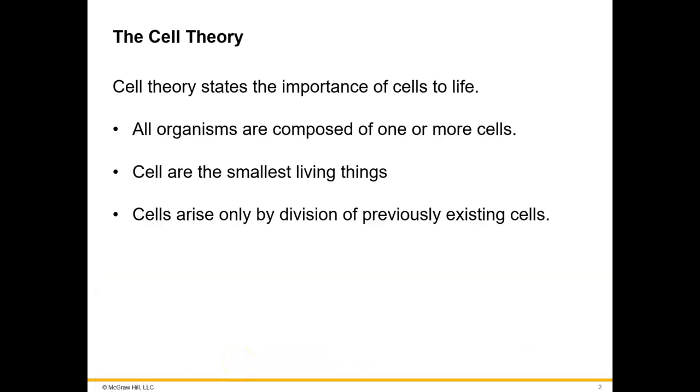So, as you guys recall, we mentioned this before. When we're talking about the cell theory, this is the theory that states the importance of cells to life. So, the three main points are that all organisms are composed of one or more cells. Cells are the smallest living things, and cells will arise only by division of previously existing cells.